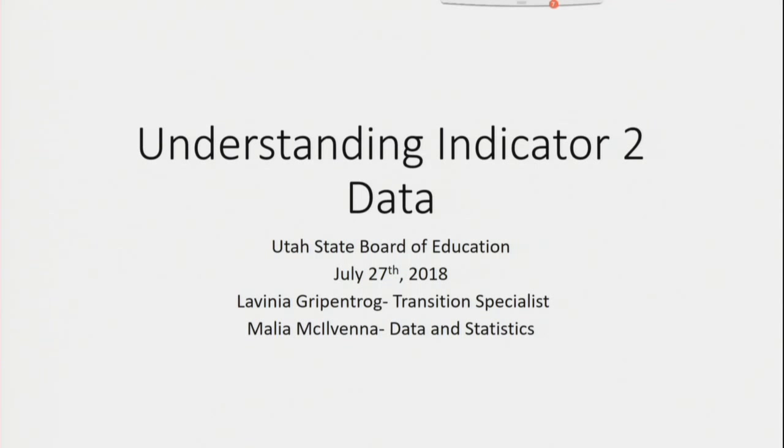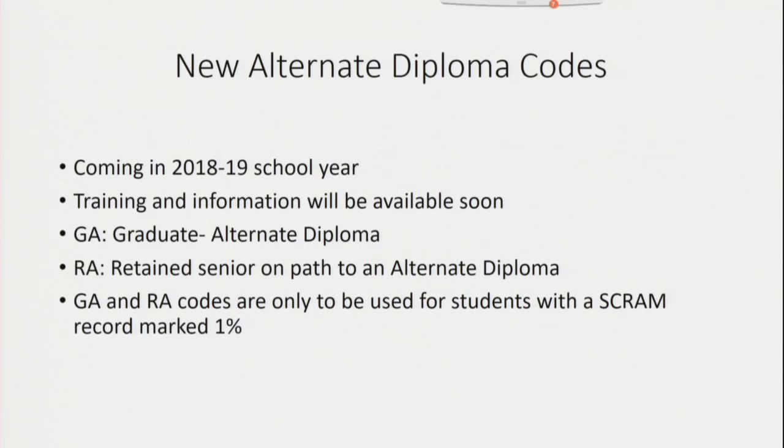We're going to try to help you figure out your Indicator 2 data, as it can sometimes be confusing. So before we dive into how the data is looked at and collected, we want to tell you about a new code that you'll see, because we have the new alternate diploma. In December 2017, the board passed the alternate diploma, so you will see some new codes coming this school year in 2018-19. There is going to be more training information on the specifics of the alternate diploma, as well as how the codes are used.